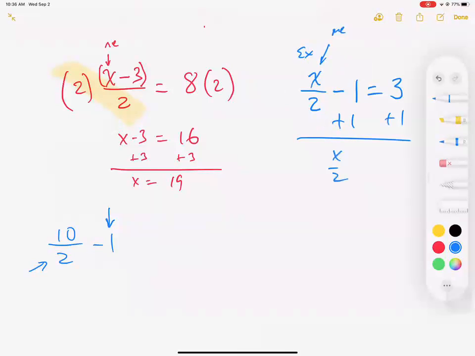X over 2 is equal to 4. Now, man, I got rid of all the toys I don't want. Now I got to get rid of the toys that I did want. Then we multiply by 2 to both sides.